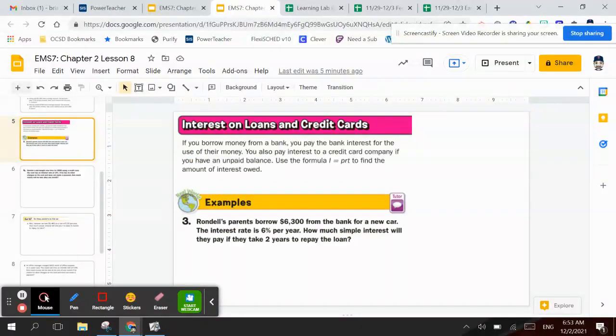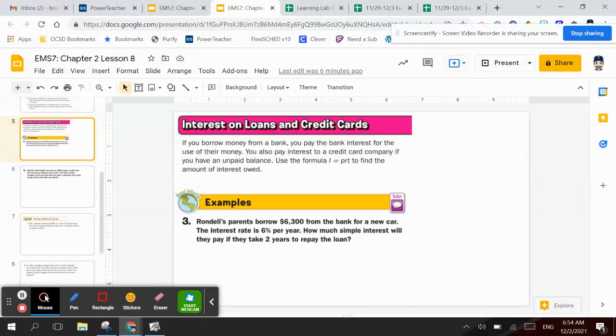So if you borrow money from a bank, you pay the bank interest for the use of their money. You also pay interest to credit card companies if you have an unpaid balance. So again, you can still use that formula, interest equals principal times rate times time, to find the amount of interest owed. So this is what you owe on top of what you spent.